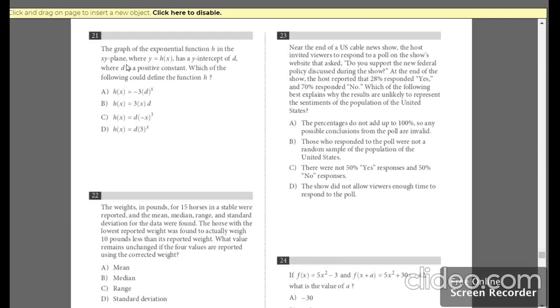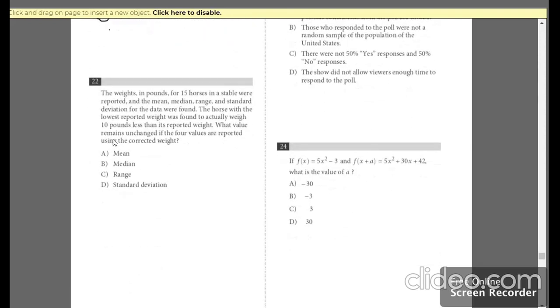Looking at question number 21, we need to work out which is the best fit for the exponential function equation that we have in the xy plane, where the graph has a y-intercept and it's a positive constant. So what we're going to do is just replace x with 0 and check what we get. If I do that, it's going to be negative, which is absolutely the wrong option, and these two will give me exactly 0. So the only option left is D.